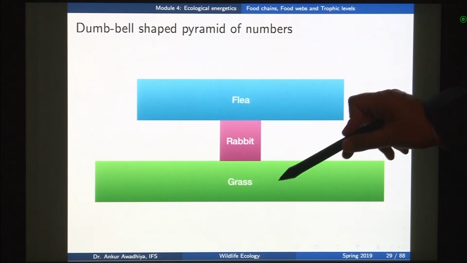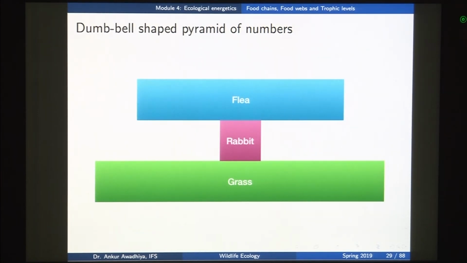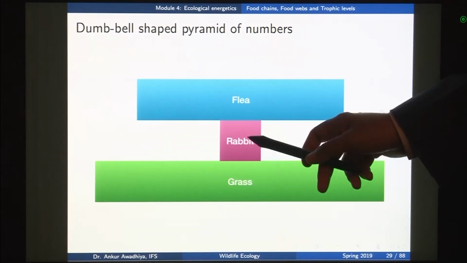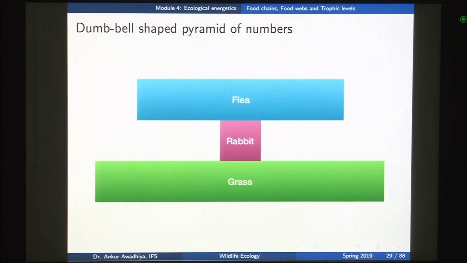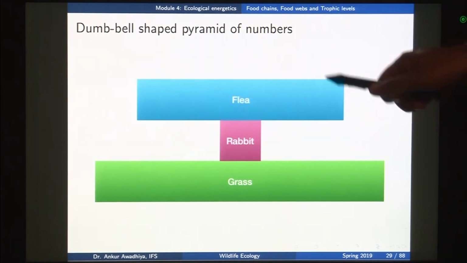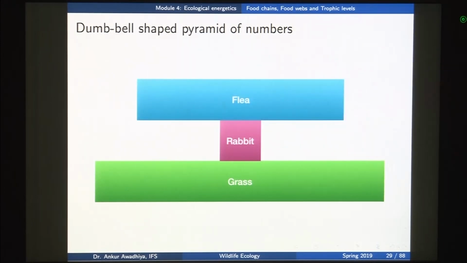So, you have grasses. There are quite a number of grasses in your ecosystem, and those grasses are supporting a small number of rabbits. But because each rabbit can support a large number of these parasitic fleas, the total number of fleas found in this ecosystem will be greater than the number of rabbits, and in that case the pyramid of numbers will look like a dumbbell.